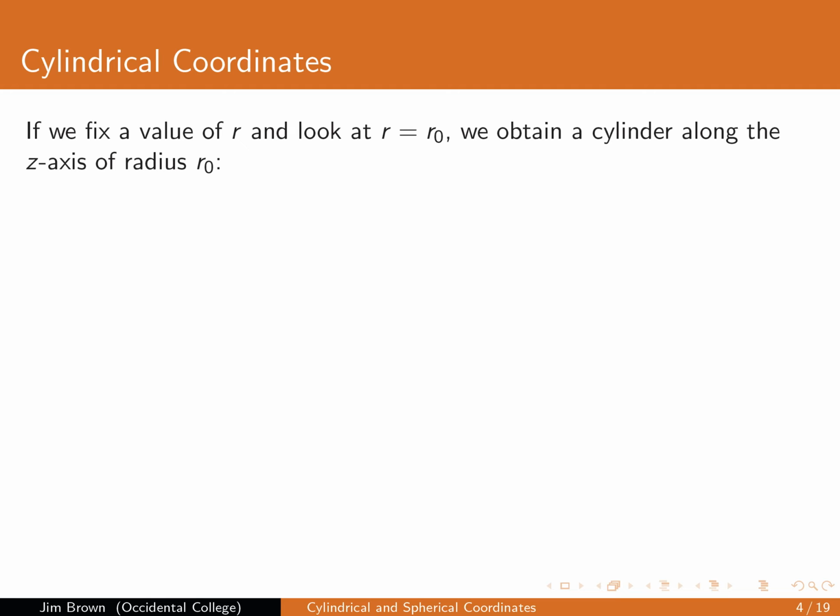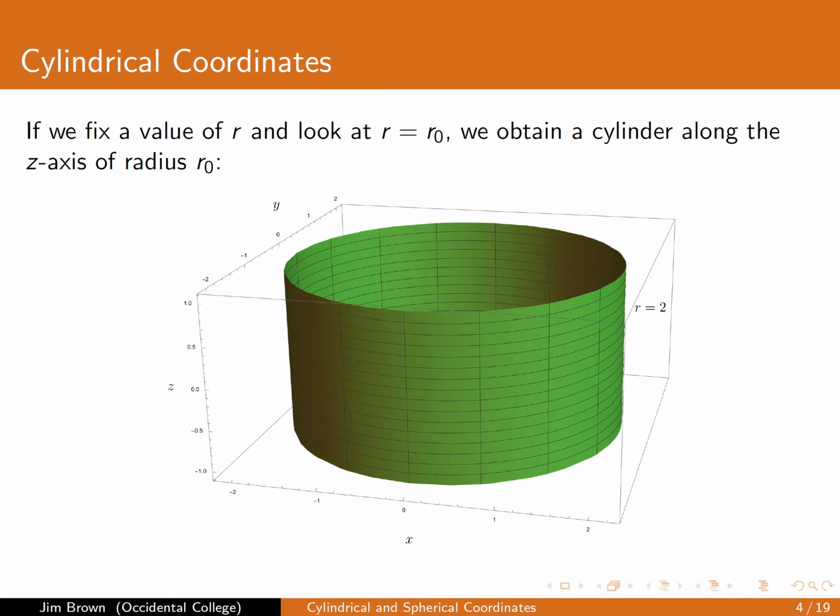And so let's look at the kind of pictures we get if we fix particular values. Now we know already if we fix z equal to some value, we just get a plane parallel to the xy plane. So let's suppose we fix a value of r. So say r is equal to r0 for some constant r0. What we get then is a cylinder of radius r0. So in this case, we have r equals 2. You can see this is going along the z-axis, centered at the origin, and it has a radius of 2.